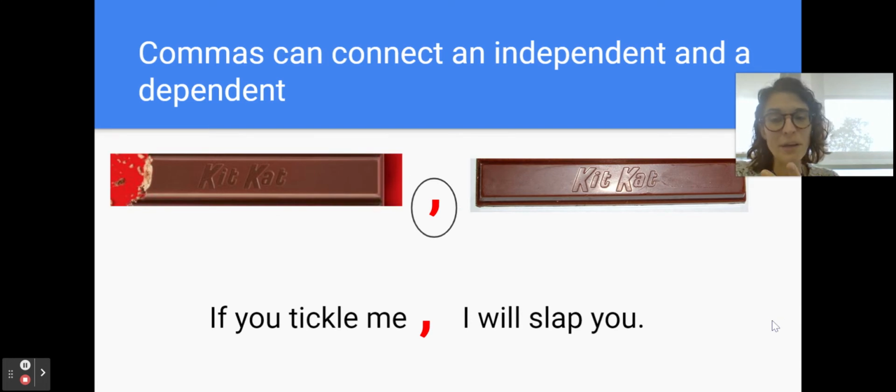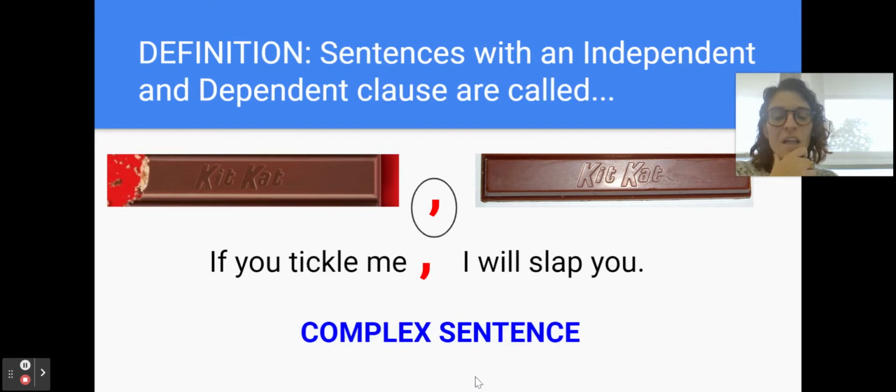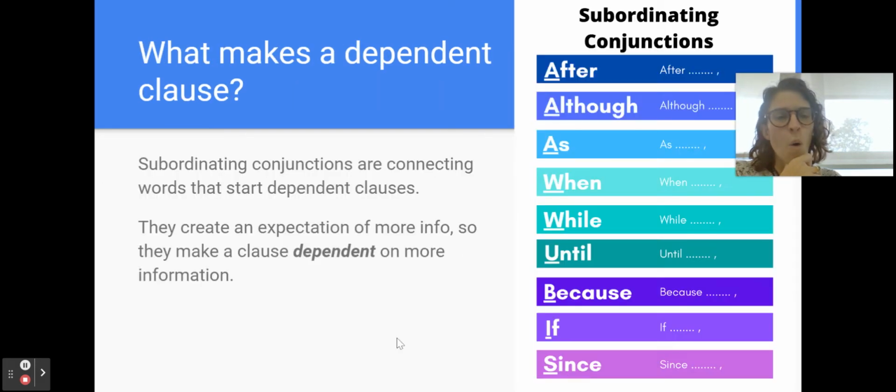Here's another way you can flip it. You can start with your dependent first and your independent second. If you tickle me, comma, I will slap you. So we have a dependent clause followed by an independent clause connected with a comma. This is called a complex sentence. How do you get complex sentences? Like what do you need in them?